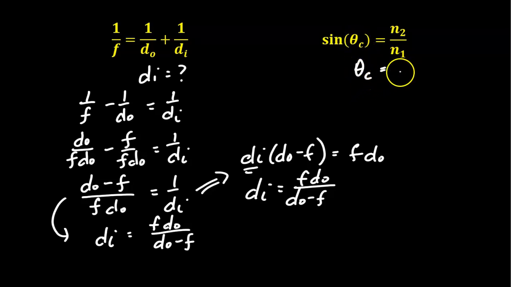So we're going to do the inverse sine, so we can write it this way. Sine inverse, this is the inverse sine, times n2 over n1. And on the calculator, I'll show you in the next video how to calculate that, but that's how you would solve for the critical angle here.